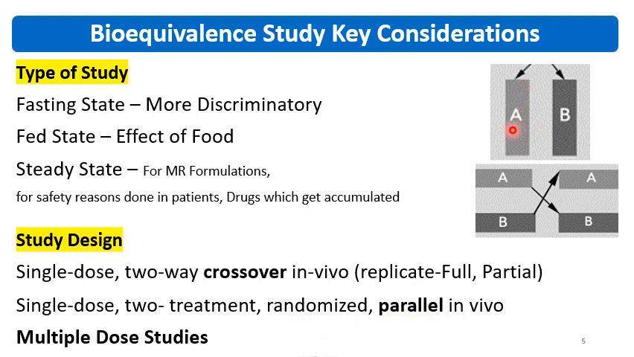Then coming to the single dose two treatment randomized parallel study. Parallel means A will receive the innovator or reference formulation and B will receive the test formulation at the same time, and this will not be crossover. So that is the parallel study. Multiple dose studies: these are done in crossover design fashion. Many formulations require multiple dose studies. So these are also known as steady state design.